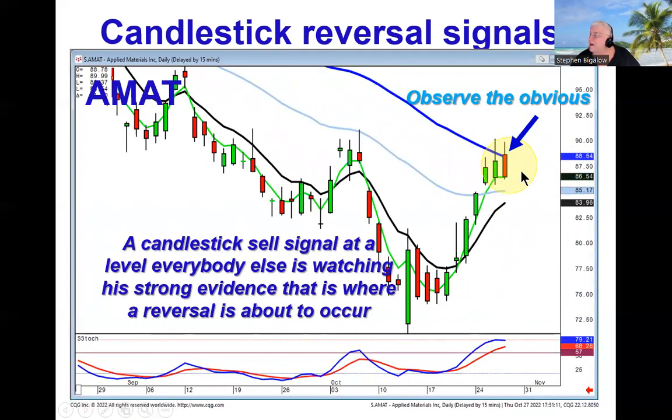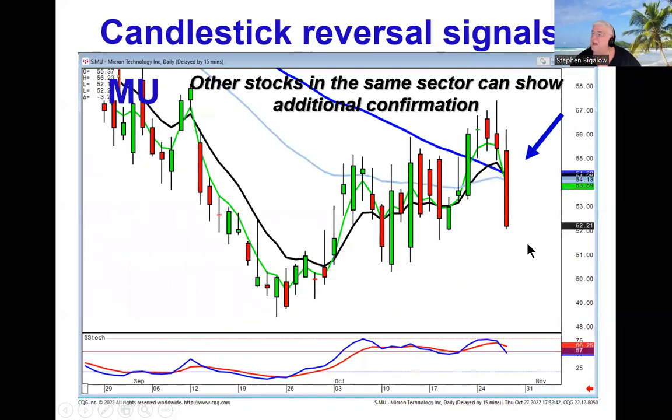So when we see something like this, this is what we call observe the obvious. You're in the overbought area. You're seeing a bearish engulfing signal, failure at the 50. That tells you get ready to close out the position and go short on weakness. Again, the additional confirmation would be seeing what other stocks in that same sector are doing. You can see Micron sold off hard today. So if it can be identified that a sector is being sold off and you can see which signals are producing the highest probability trades, they're the ones you want to go after.